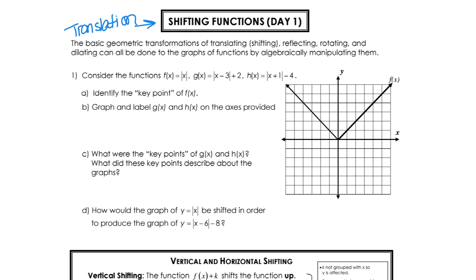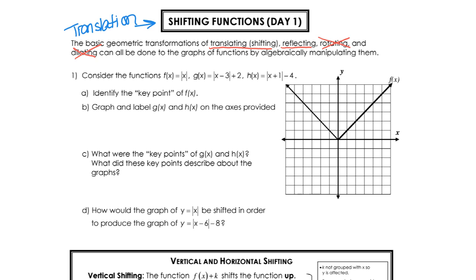It says the basic geometric transformations of translating or shifting, reflecting, which is flipping, or rotating, which is turning, and dilating can all be done to the graphs of functions by algebraically manipulating them. We will be doing the translating or shifting. We'll do reflecting, but we will not be rotating or dilating them. So we just got basically 2 days out of the 4 days that we're going to talk about in this unit based on our year so far.